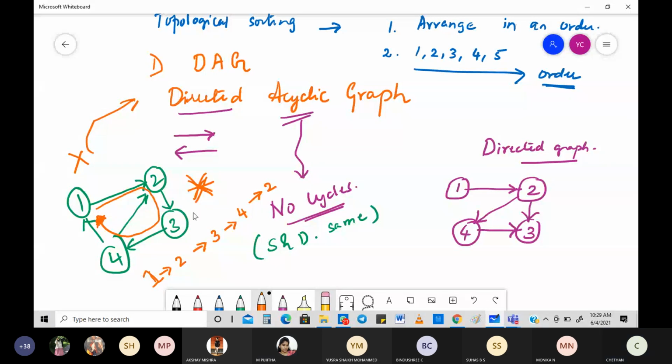Yes. Okay. But I can write one more cycle also. There are multiple cycles. There's not only one cycle. You can have multiple cycles. Now you can have something like 1, then 2, then 3, then again 4, then again 1. Is it a cycle? Yes, it's a cycle.